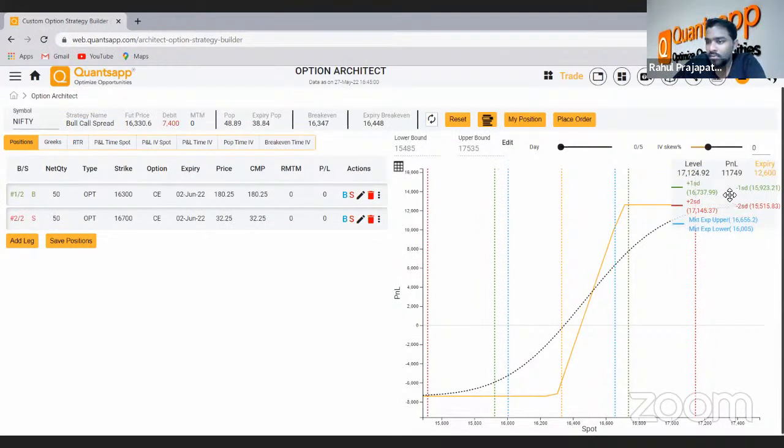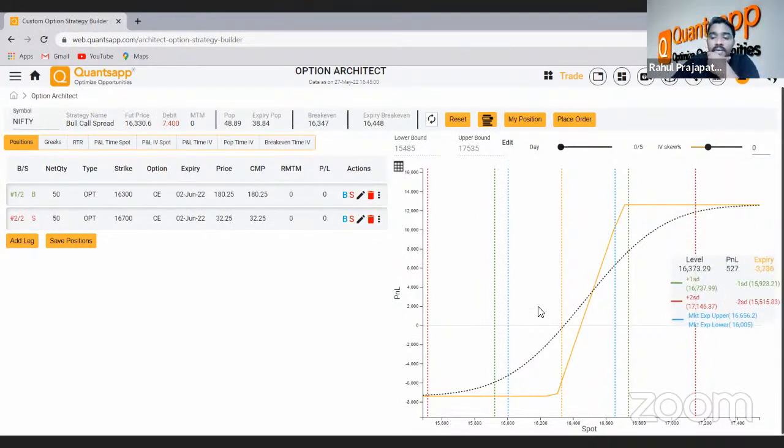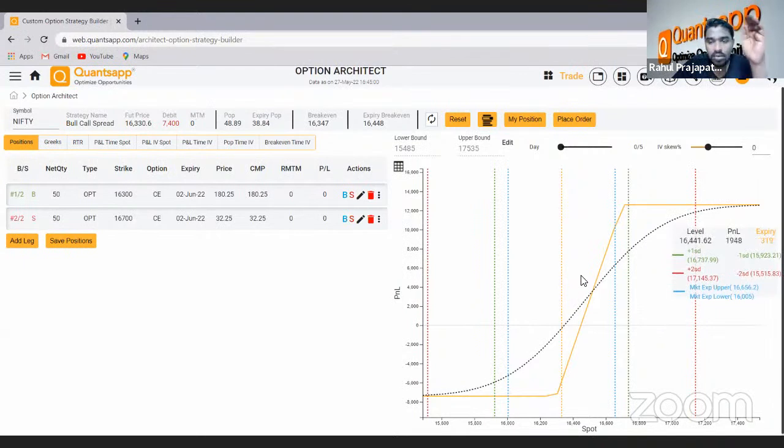Now coming back, how do we analyze this? How do we read these things? Because for any particular strategy we are creating right now, there are a few terms that we need to understand, and we need to see how we can get a 360-degree view of our strategy.